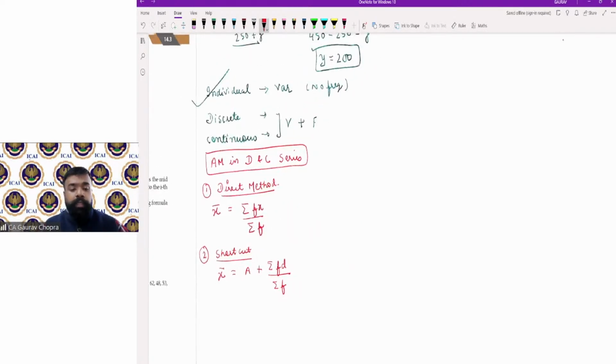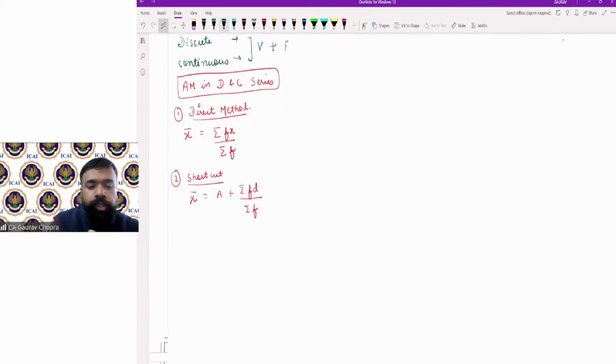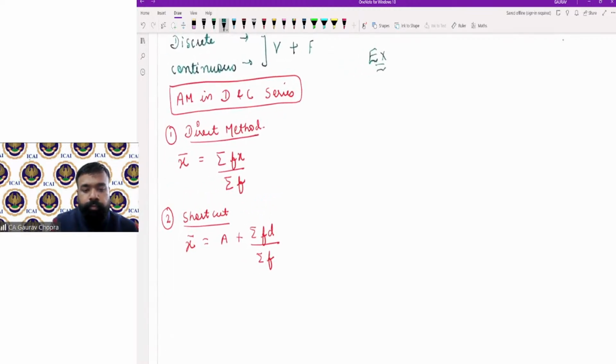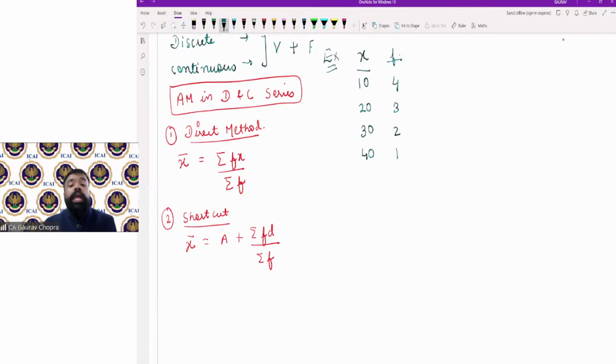Now, how to apply these two formulas? Let us understand with the help of some questions. Let's take the figures. X is given as 10, 20, 30, and 40. Frequency is given as 4, 3, 2, 1. As per the direct method, what is the requirement? F into x. F should be multiplied with x. So let us find fx. 10 multiplied by 4 gives 40. 20 into 3 is 60. 30 into 2 is 60 again, and 40 into 1 is 40.